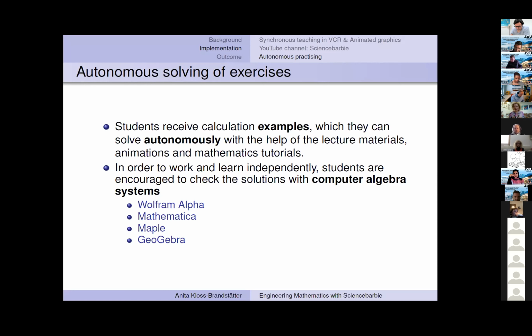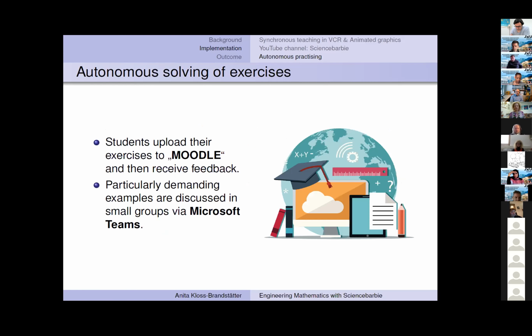Only if they're stuck at some point, they normally contact me and I help them out. During the exercises, I showed them diverse computer algebra systems like Wolfram Alpha, Mathematica, Maple, or GeoGebra, which they now use for checking their exercises. They upload their exercises to Moodle, where they receive feedback, and particularly demanding examples are discussed in small groups, again via Microsoft Teams.